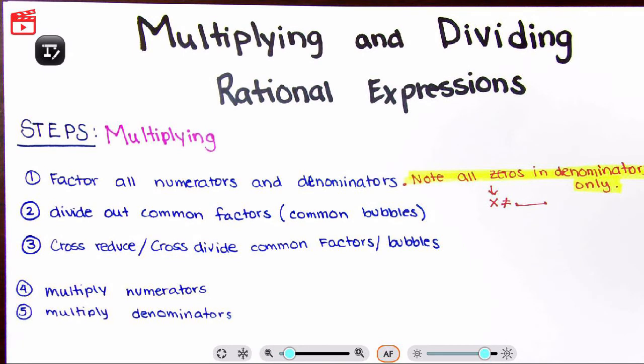Again, those bubbles have to be identical. If you have subtraction or addition in between bubbles, you can't do it. So that's why it's super important to have bubbles factored, which means you have multiplication in between those two bubbles. Then once you're done simplifying, you multiply the numerators, you multiply the denominators, and you're done.